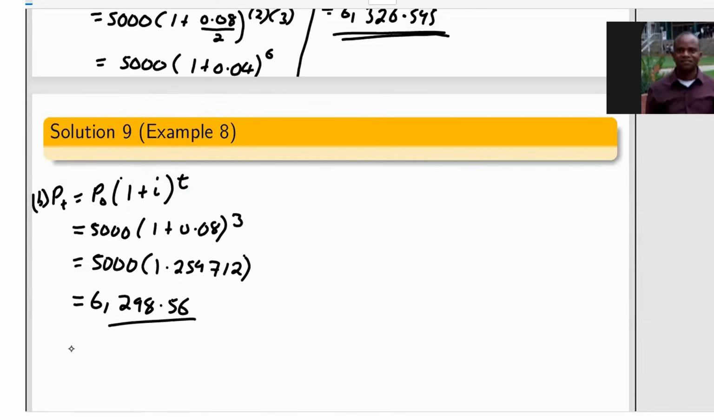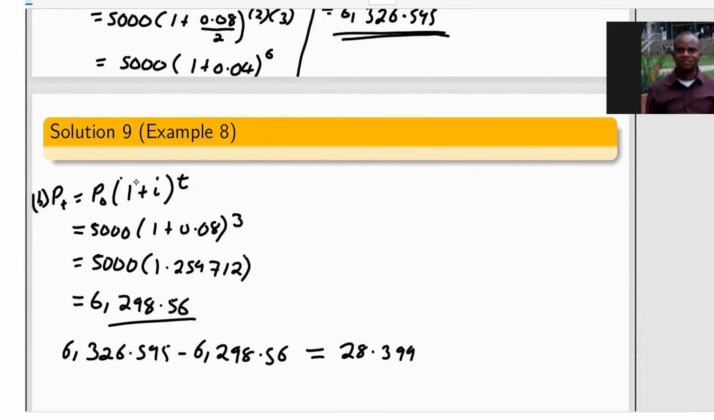So we can see that we're going to have 6,326.595 minus 6,298.56. What we get is, let me see, 6,326.959 minus 6,298.56. Then I get 28.399. That is if you have not rounded off the values.